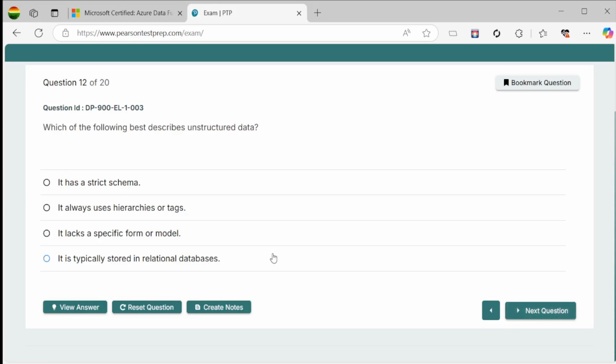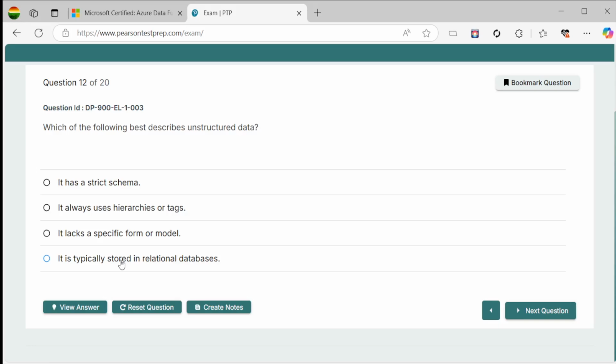Which of the following best describes unstructured data? It has a strict schema. It always uses hierarchies or tags. It lacks a specific form or model. It's typically stored in relational databases.